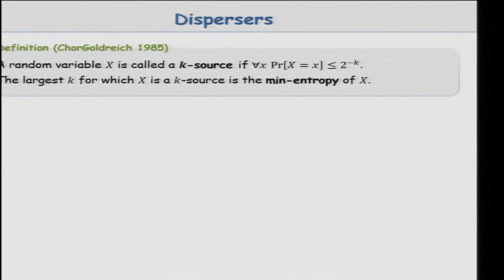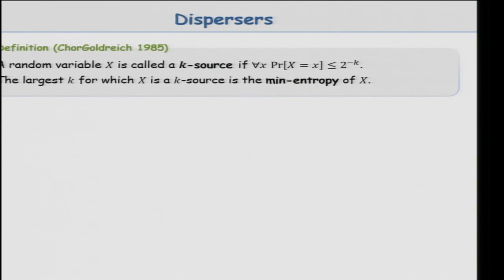So the best way to think about it, if you haven't seen this before, is to ask: what's a k-source? You should think of it as a random variable inside {0,1}^n that is uniformly distributed over some subset of size 2^k. The freedom is just in choosing the subset. And this is essentially equivalent to the notion of min-entropy.